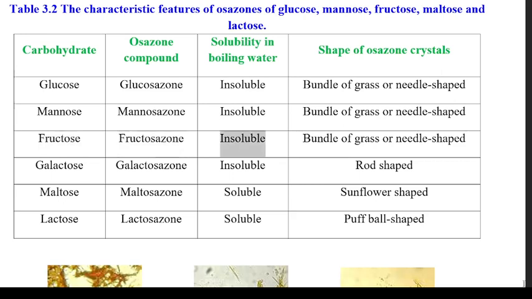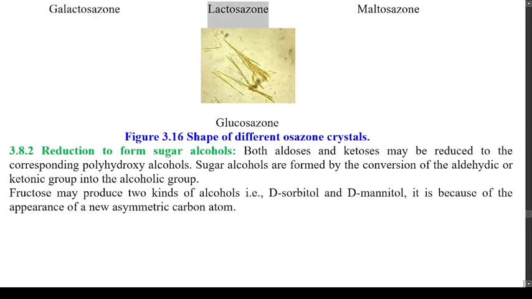Fructosazone: insoluble, bundle of grass or needle-shaped. Galactose, galactosazone: insoluble, rod-shaped. Maltose, maltosazone: soluble, sunflower-shaped. Lactose, lactosazone: soluble, puffball-shaped. Galactosazone, lactosazone, maltosazone, glucosazone. Figure 3.16 Shape of different osazone crystals.